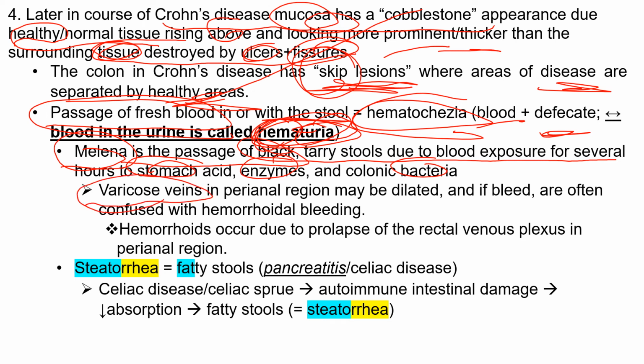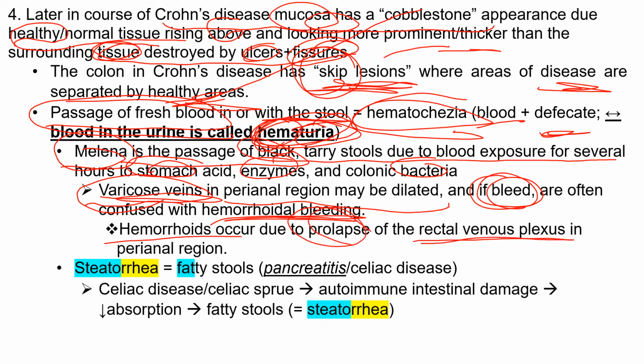Varicose veins in the perianal region may sometimes be dilated and may bleed as well if the liver is not functioning very well. Do not confuse varicose veins with hemorrhoidal bleeding. Hemorrhoids occur because of the prolapse of the whole rectal venous plexus in the perianal region. Just know the difference pretty much at the basic level.